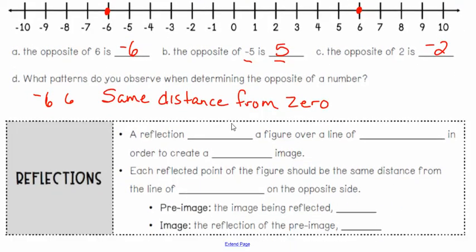So what a reflection does is it flips a figure over the line of reflection in order to create a mirror image. So it's just flipping it over one of the axes, either the x-axis or the y-axis. And we're going to draw some pictures, so this will make a little bit better sense once we get the pictures drawn. So each reflected point of the figure should be the same distance from the line of symmetry, or where we started.